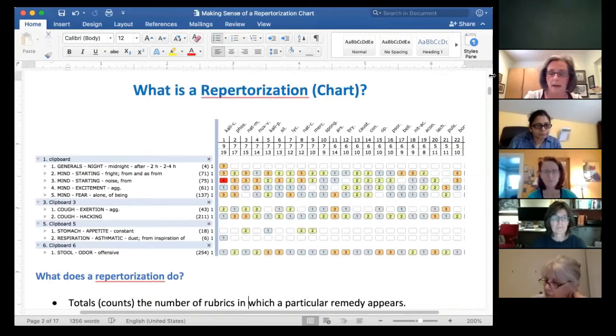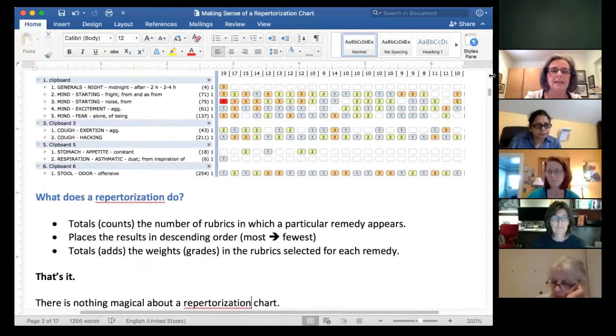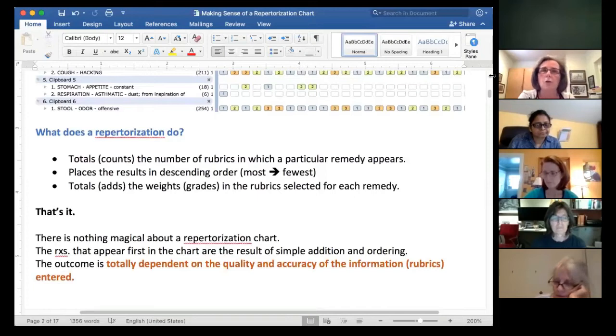So what does a repertorization chart do? It's nothing fancy. What it does is it counts or totals the number of rubrics in which a particular remedy appears. So it counts for you, 1, 2, 3, 4, 5, 6. And then it places the results in descending order. So usually the one that's in the most rubrics will show up first. And you can organize charts in different ways, but generally speaking, they go in descending order.